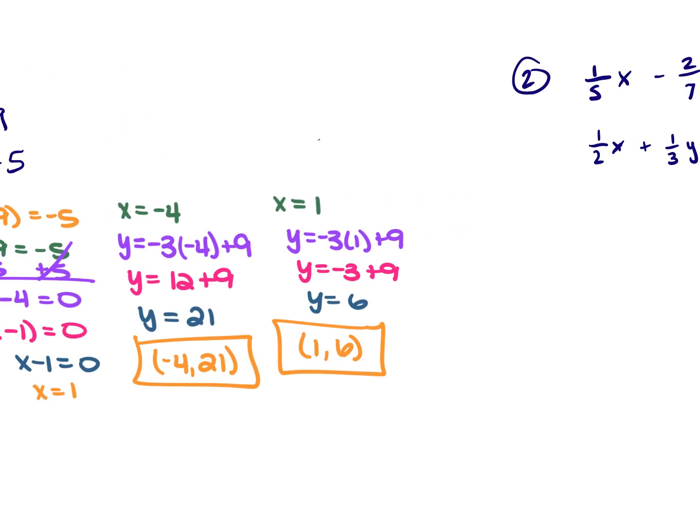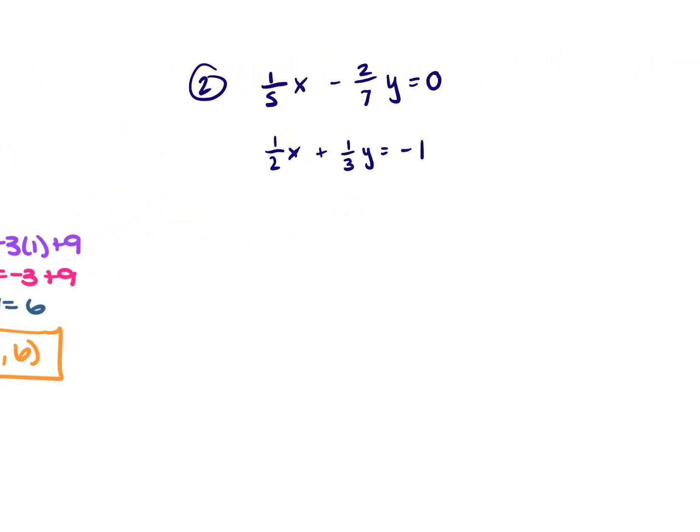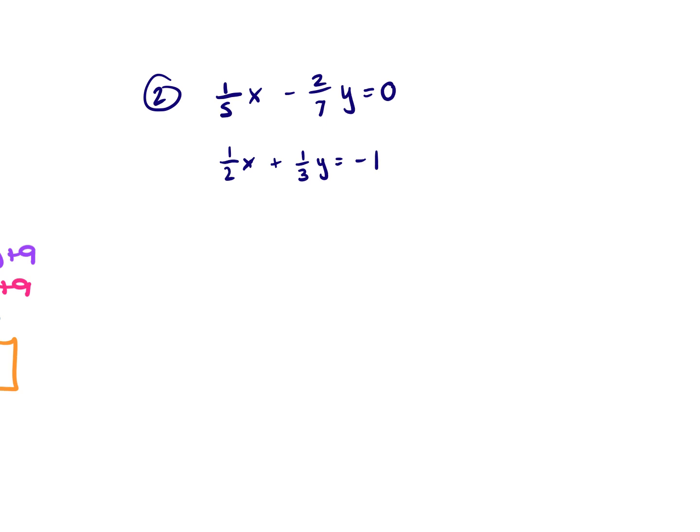For number 2, you have 1/5 x minus 2/7 y is equal to 0, and 1/2 x plus 1/3 y is equal to -1. I don't like working with the fractions, so we're going to get rid of the fractions from the very beginning, which is what a lot of you did not do on your quiz, and that's when you struggled. So if you don't like working with fractions, get rid of them. Multiply the entire equation by the least common denominator.